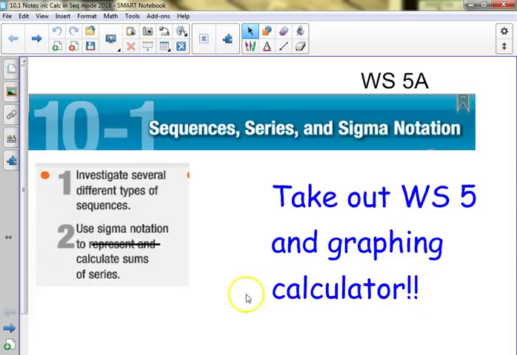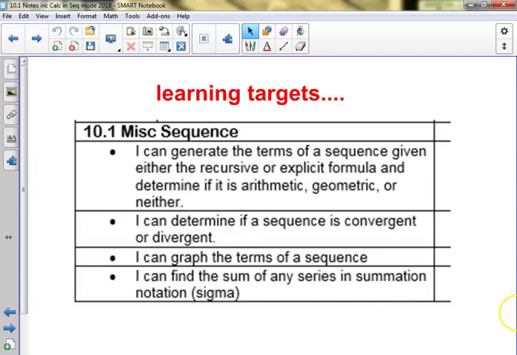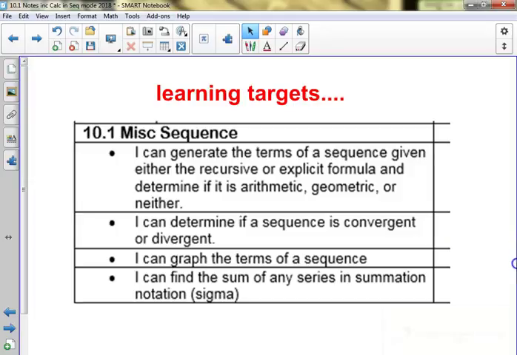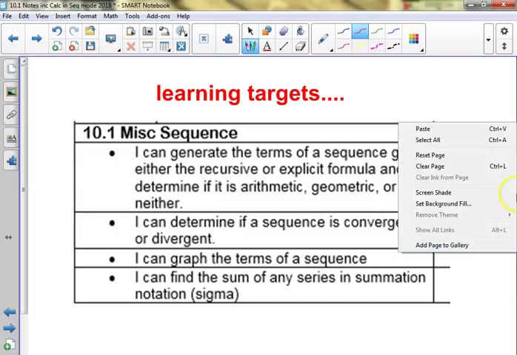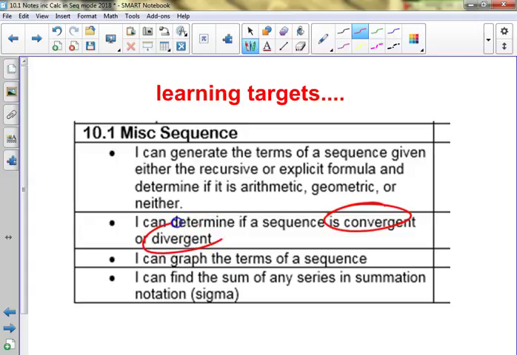So today we're going to do sequence mode on the calculator finally, and we're also going to learn some new vocabulary. One of these words we're going to learn today, we're going to talk about the difference between convergent and divergent, and we're going to graph sequences. We've talked already what the difference is.